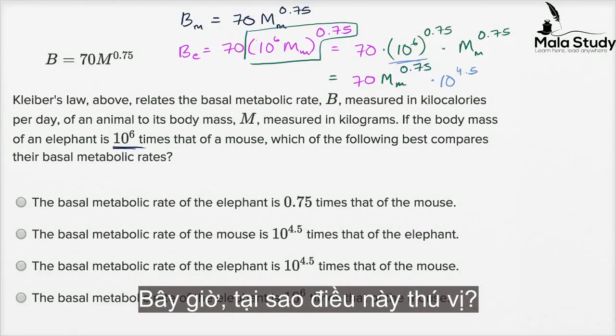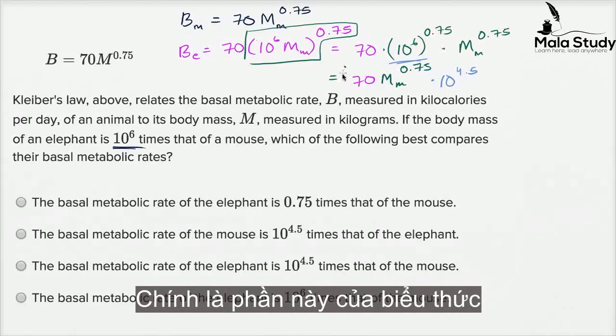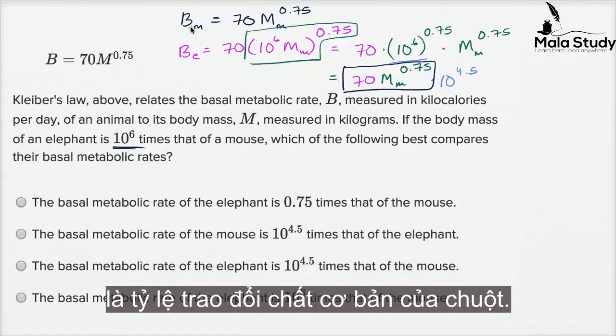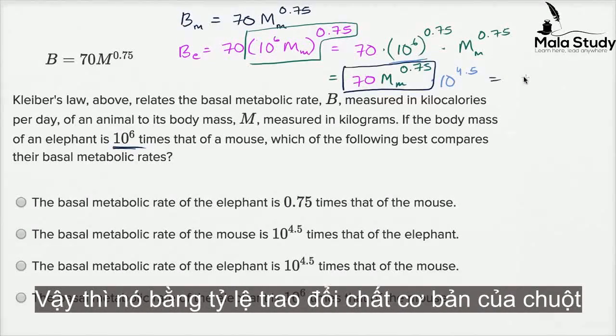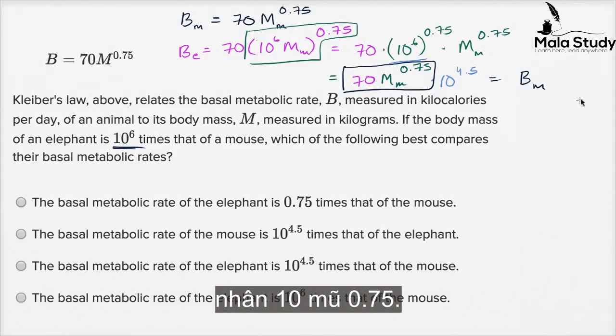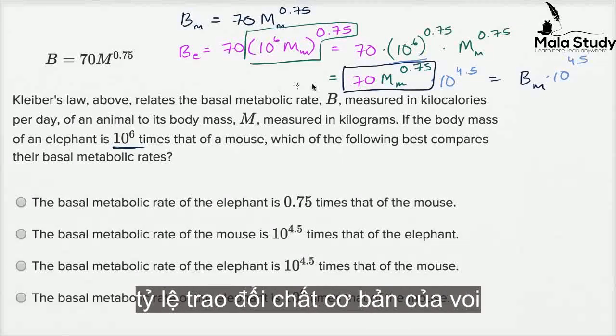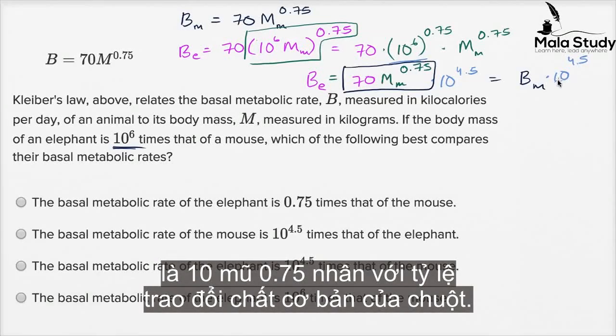Now, why is this interesting? Well, this part of the expression right over here is the basal metabolic rate of the mouse. So this is equal to the basal metabolic rate of the mouse times 10 to the 4.5. So we were able to show, just like that, that the basal metabolic rate of an elephant is 10 to the 4.5 times the basal metabolic rate of the mouse.